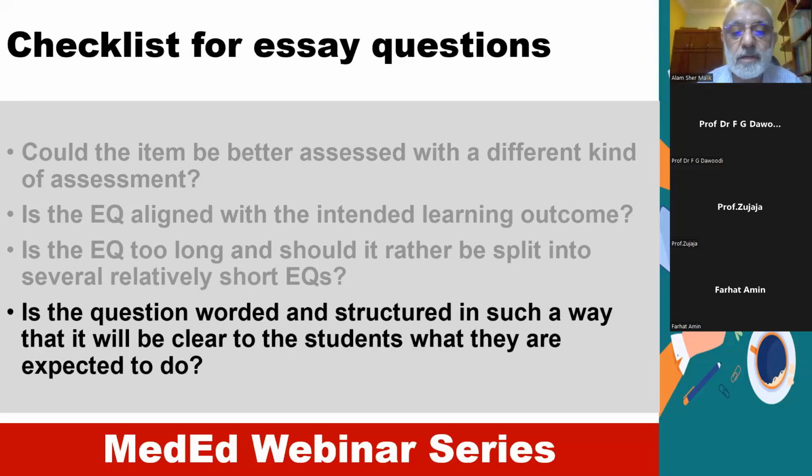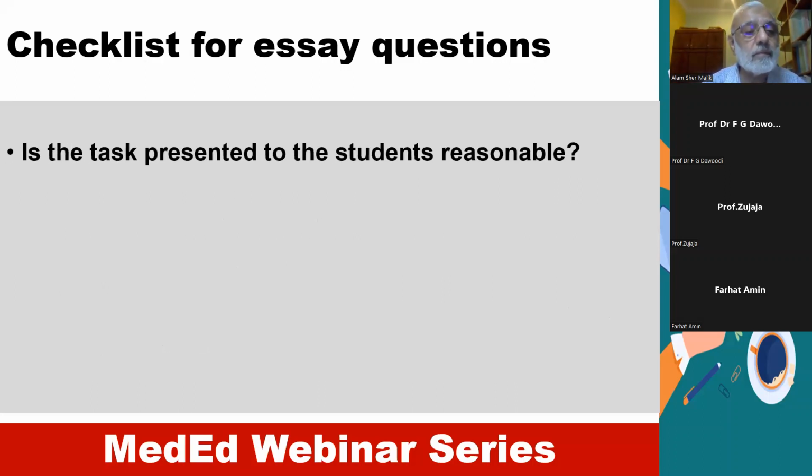Is the question worded and structured in such a way that it will be clear to the students what they are expected to do? The model answer of the question would guide us to use the right words and the right structure for the question. So if we write the model answer and then look at the question again, that would be very helpful.